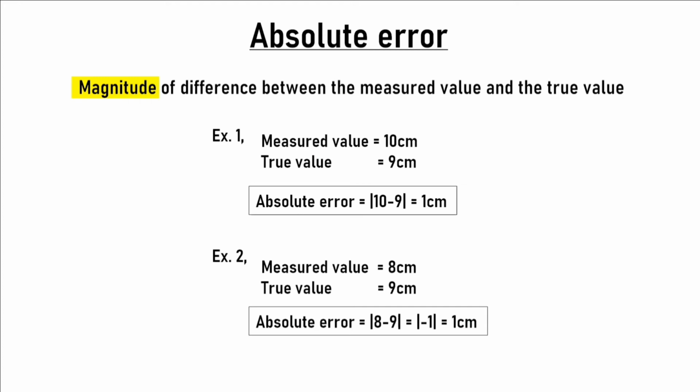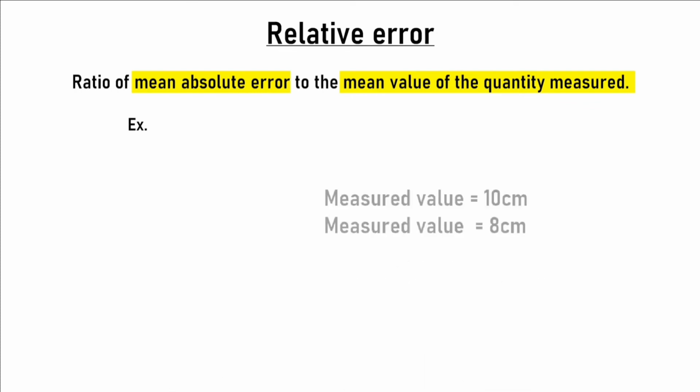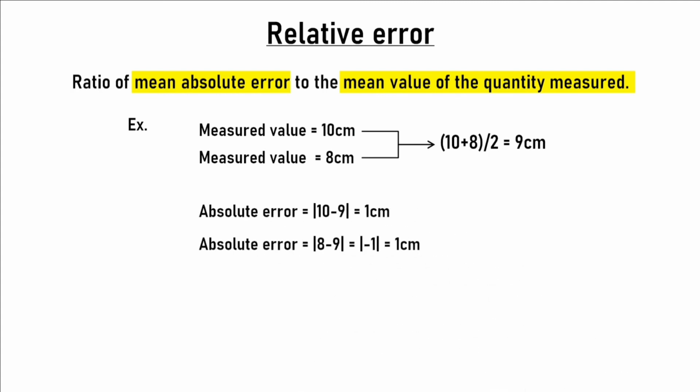Now let's move to the relative error. It is the ratio of mean absolute error to the mean value of the quantity measured. To understand what relative error is exactly, we need to know about these two terms: mean absolute error and the mean value of the quantity measured. Let's take the example we considered previously in the absolute error. In that we have two measured values, namely 10 cm and 8 cm. If we take the mean of these two, we get 10 plus 8 divided by 2, which is equal to 9 cm. That is the summation of all the measured values divided by the number of measured values.